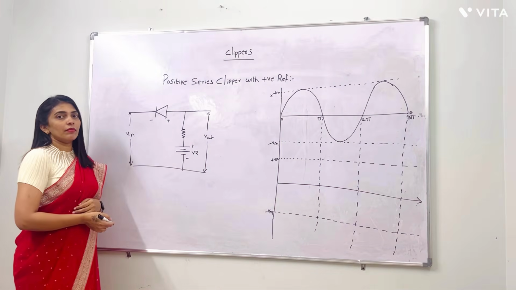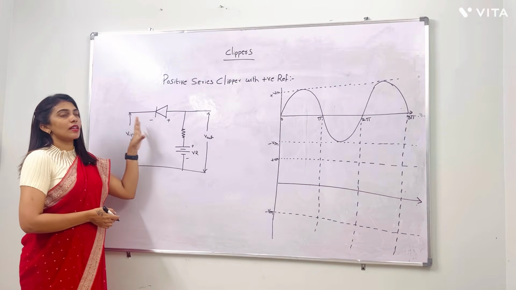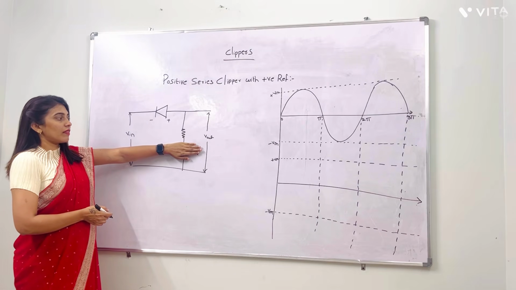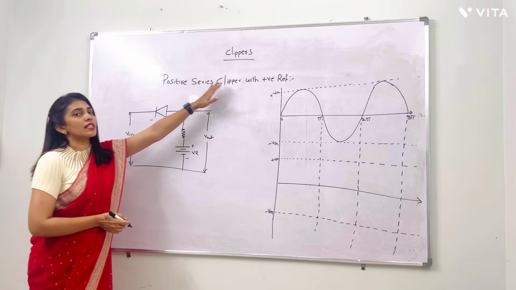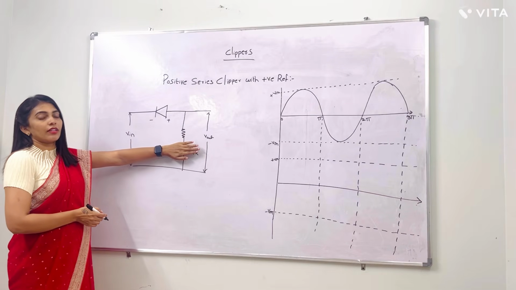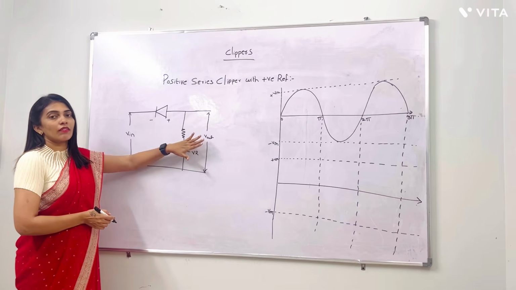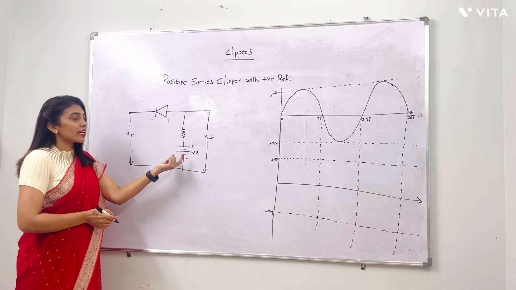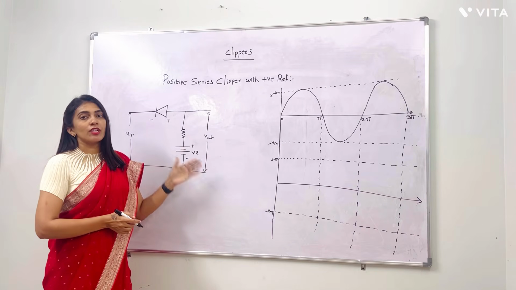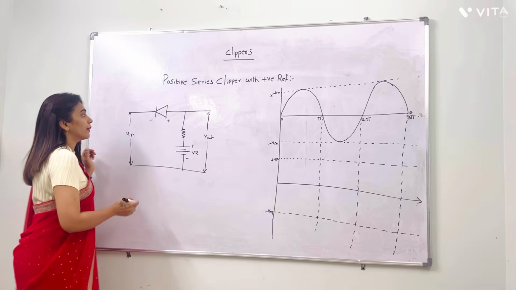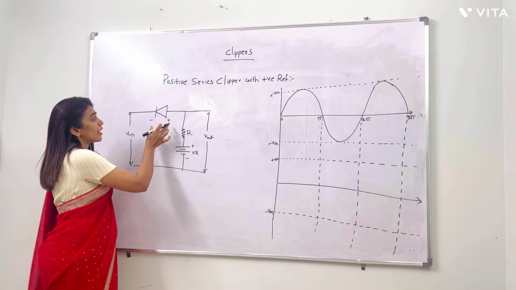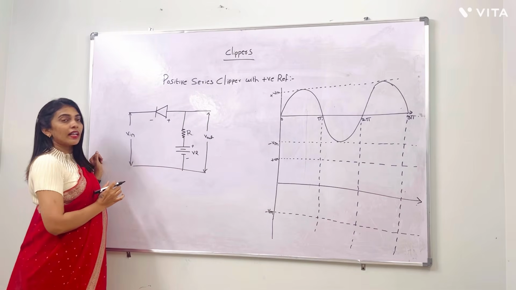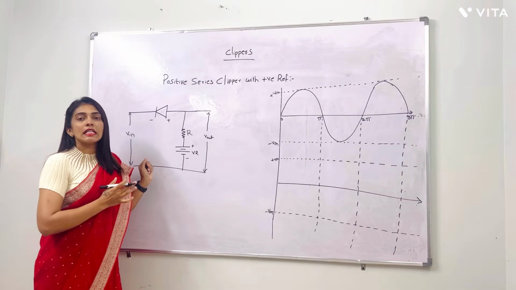The circuit diagram. We already know the positive series clipper without this part. In the previous session we discussed the positive series clipper without reference, without giving an external voltage or battery connection to this circuit. Now we are giving an external voltage to this circuit. Series clipper means a diode is connected in series with the load. Then the type of clipper is called a series clipper.